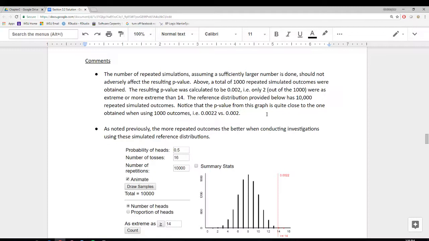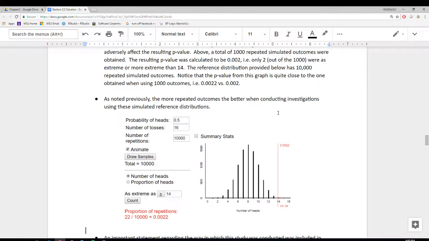If I were to compute a reference distribution with, let's say, only 50 repeated outcomes, then what I'm saying is not going to be true. You need a sufficiently large number of repeated outcomes on your reference distributions in order to be certain of what that p-value estimate is going to be. Commonly, anything, say 1,000 or bigger, is usually what is used. You can certainly use more.